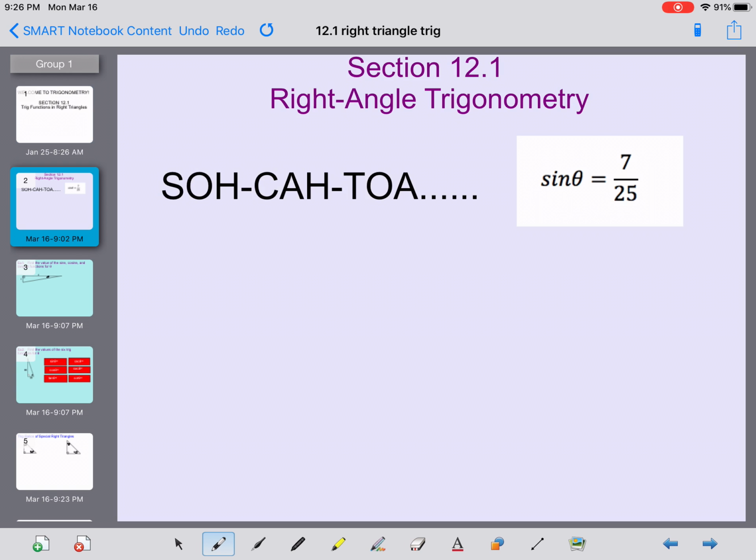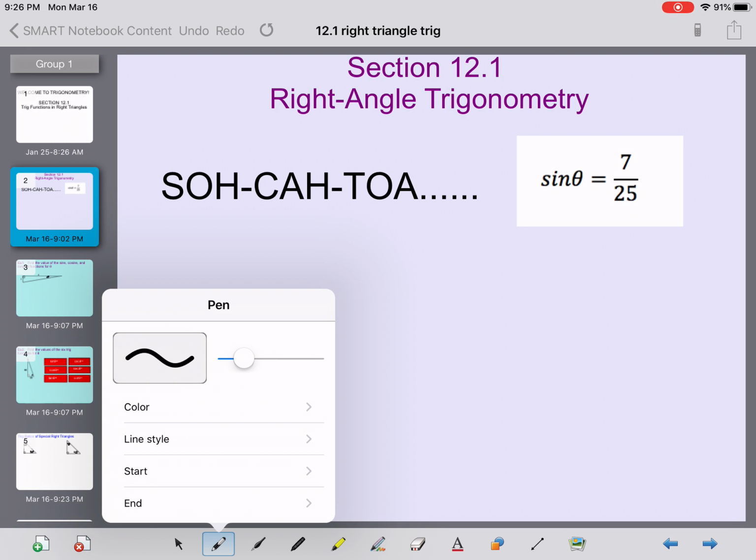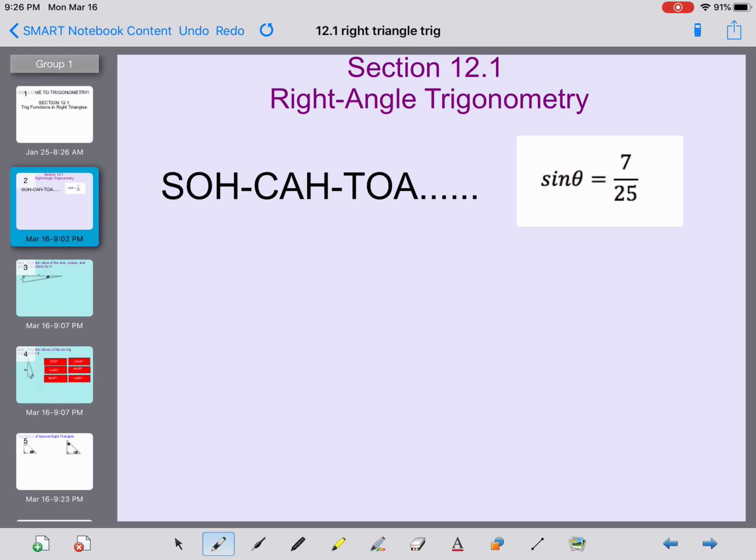Right, so SOHCAHTOA is this acronym here that helps us to remember the relationships of the angles and sides when we're talking about right triangles. So you'll see here I have sine of theta equals 7/25. So theta is an angle measure. So it might be sine of, and then how many degrees. So theta is an angle. So sine of 30 degrees, sine of 60 degrees, sine of 70 degrees, sine of 180 degrees, right? Any number there for an angle measure. The 7 and the 25 are the lengths of our sides.